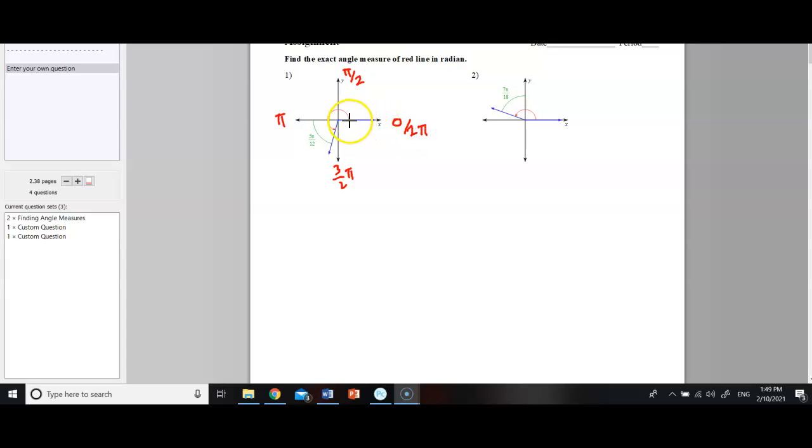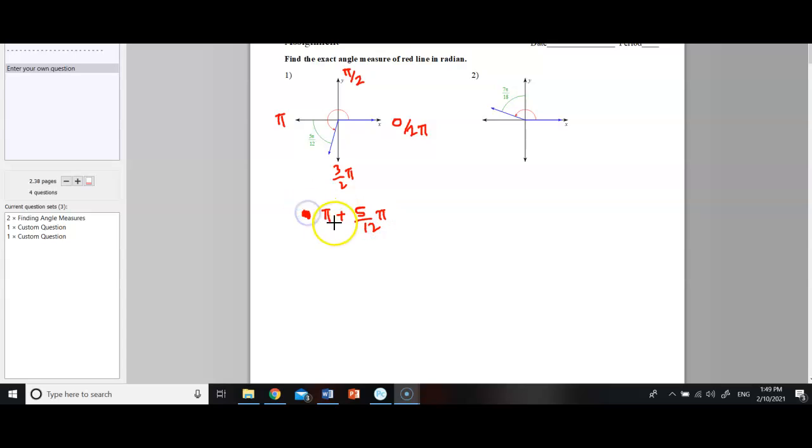Now look at the red one. So start over here. How much did I go? I went that much. So I went pi, and I went 5 over 12 pi more. So what is pi plus 5 over 12 pi?